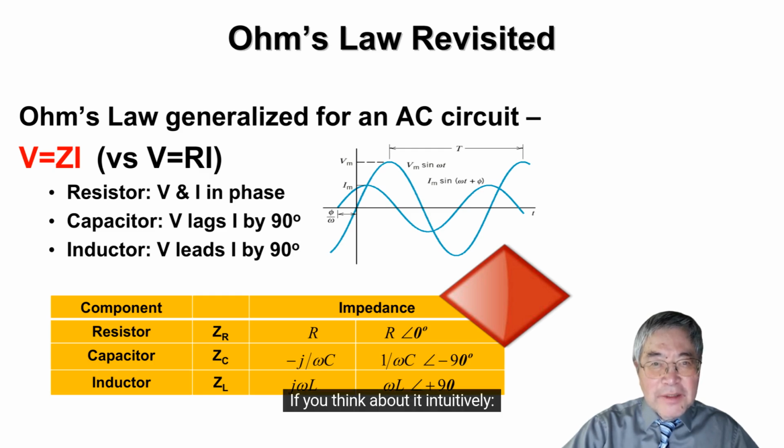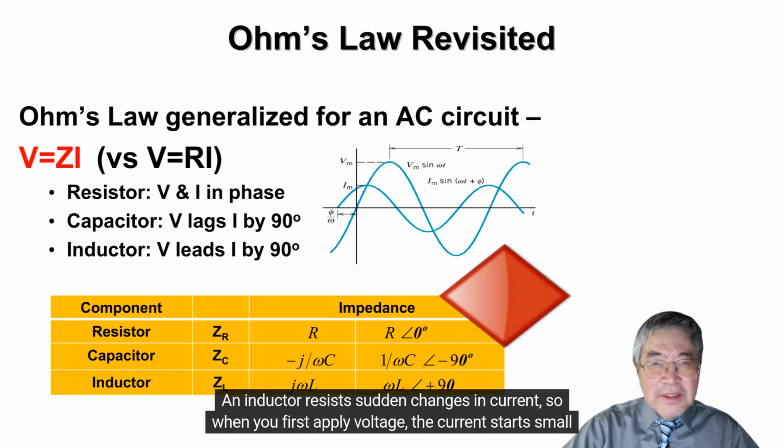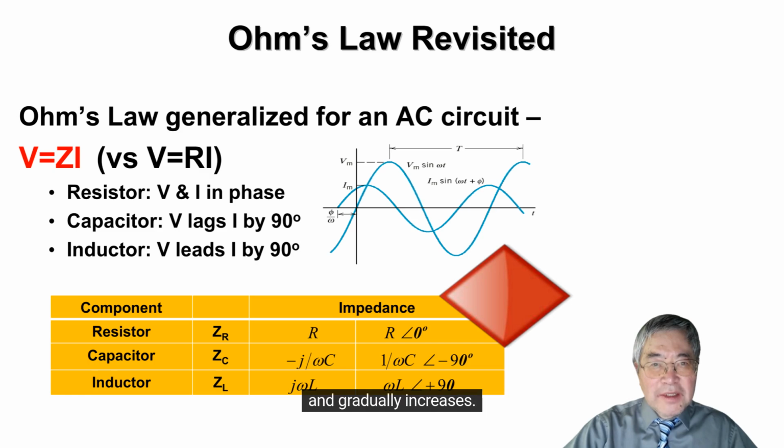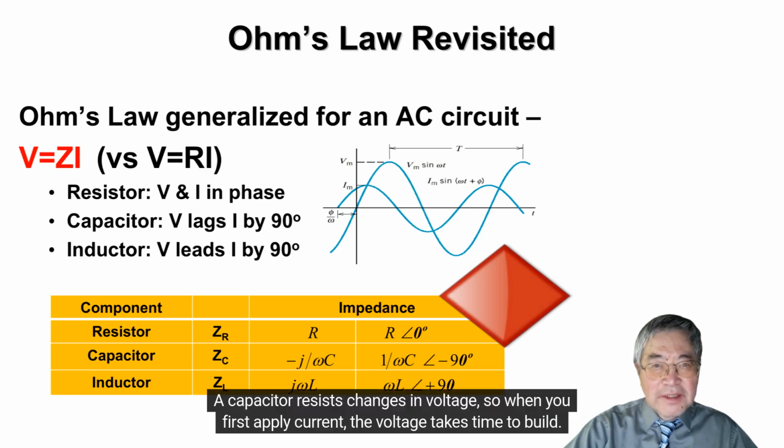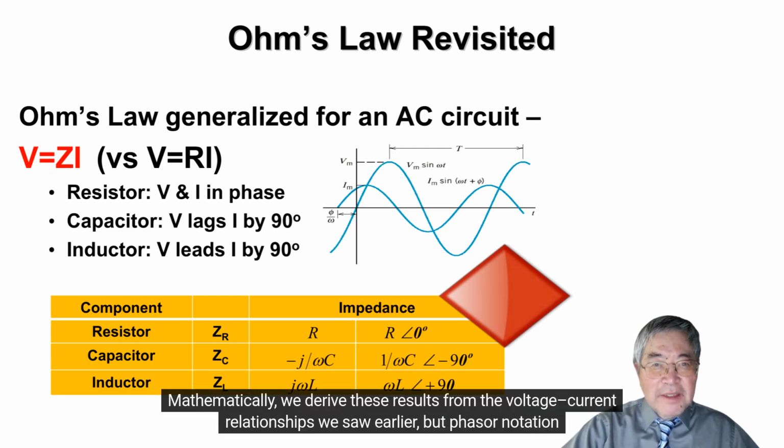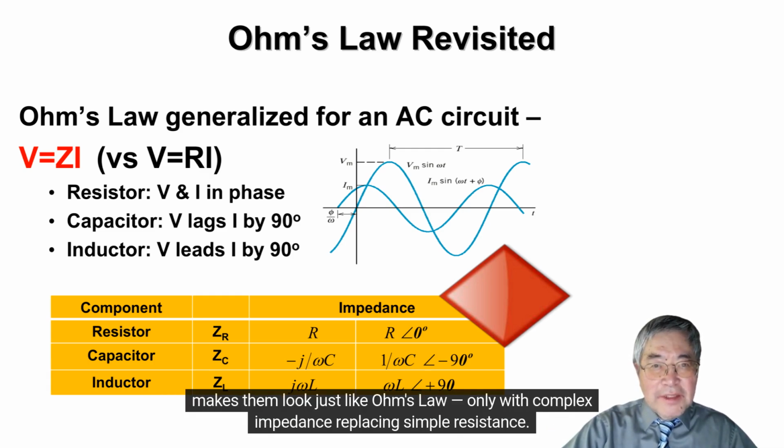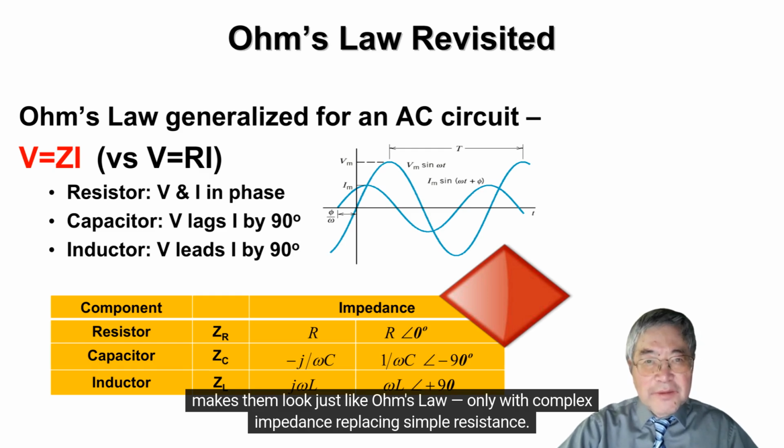If you think about it intuitively, an inductor resists sudden changes in current, so when you first apply voltage, the current starts small and gradually increases. A capacitor resists changes in voltage, so when you first apply current, the voltage takes time to build. Mathematically, we derive these results from the voltage-current relationships we saw earlier, but phasor notation makes them look just like Ohm's law, only with complex impedance replacing simple resistance.